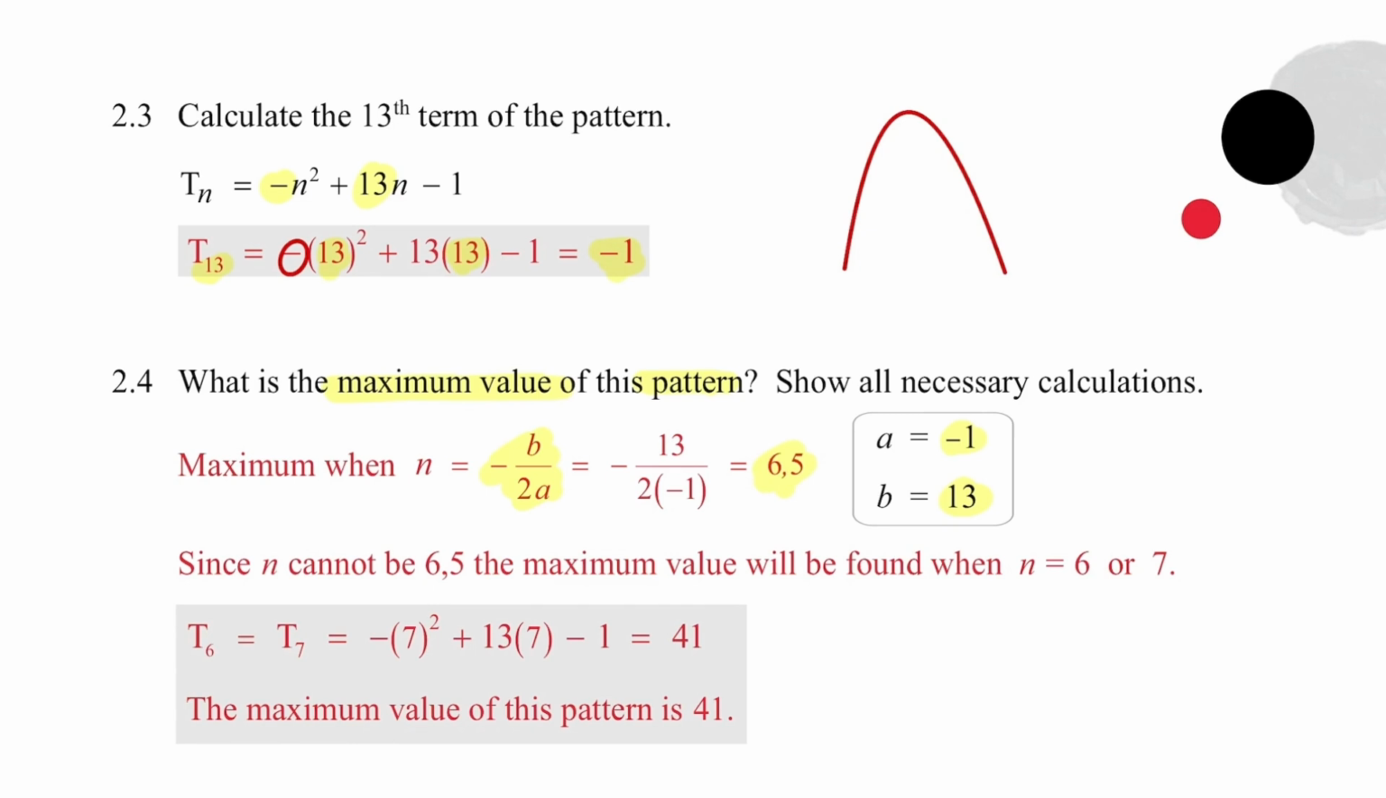Now we know that n cannot be 6,5, so we choose the integers closest to 6,5. Because 6,5 is exactly halfway between 6 and 7, we don't have to test to see which one will work. Because of symmetry, we know that both 6 and 7 will produce the same answer. In a different situation, we might need to take the integer on either side and check to see which one produces the maximum. In this case, we are going to use 7, and when we substitute 7, we get 41. So we are confident that the maximum value of this pattern is 41.